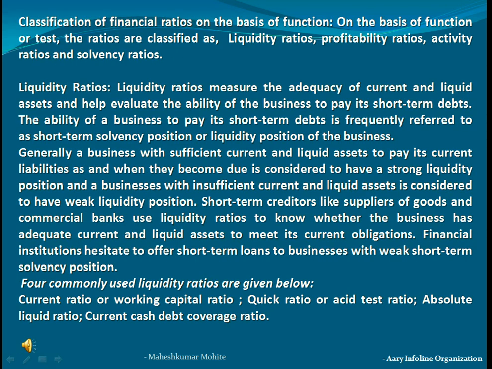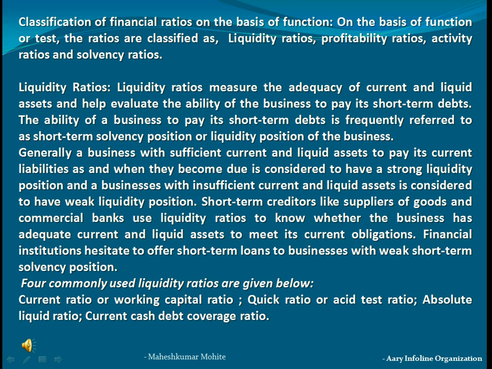Classification of financial ratios on the basis of function. On the basis of function or test, the ratios are classified as liquidity ratios, profitability ratios, activity ratios, and solvency ratios. Liquidity ratios. Liquidity ratios measure the adequacy of current and liquid assets and help evaluate the ability of the business to pay its short-term debts. The ability of a business to pay its short-term debts is frequently referred to as short-term solvency position or a liquidity position of the business.